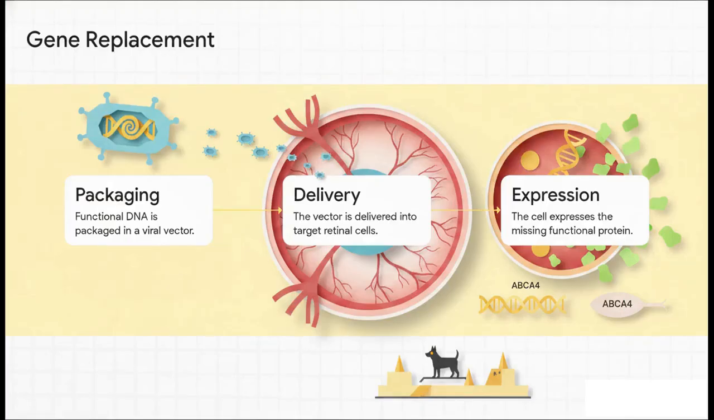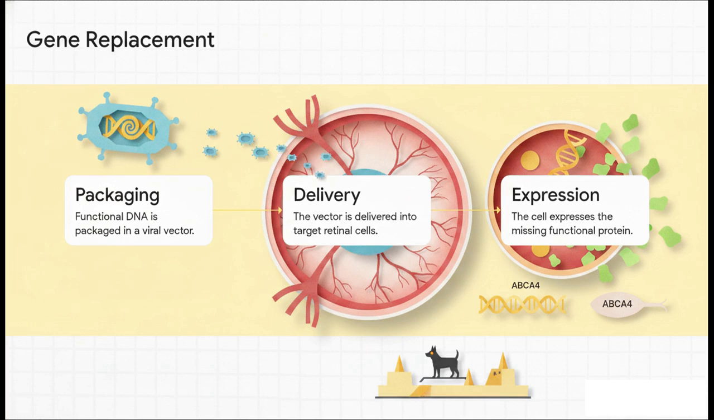Curing genetic blindness used to sound like pure science fiction, but gene replacement therapy is making it a clinical reality today. Here's how it works. Step 1. Scientists package functional, healthy DNA into a vector, usually a modified virus, because, let's face it, viruses are nature's absolute experts at breaking into cells. Step 2. This vector is delivered directly into the targeted retinal cells. And Step 3. The cell starts reading the new DNA and expressing the missing or previously defective protein.